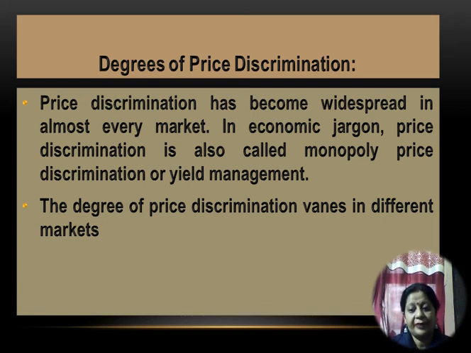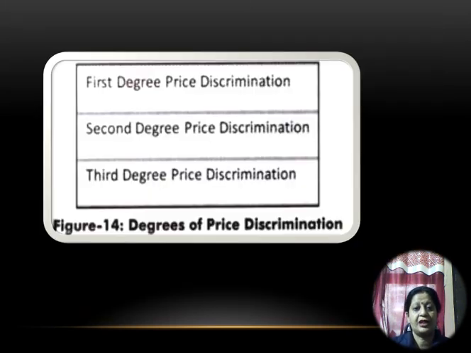Now, degrees of price discrimination: up to what level the price discrimination can take place. Price discrimination has become widespread in almost every market. In economic jargon, price discrimination is also called monopoly price discrimination or yield management. The degree of price discrimination varies in different markets. There are three degrees: first degree, second degree, and third degree price discrimination.